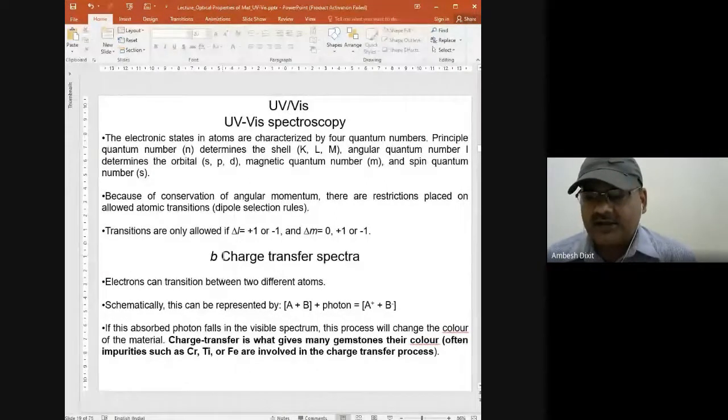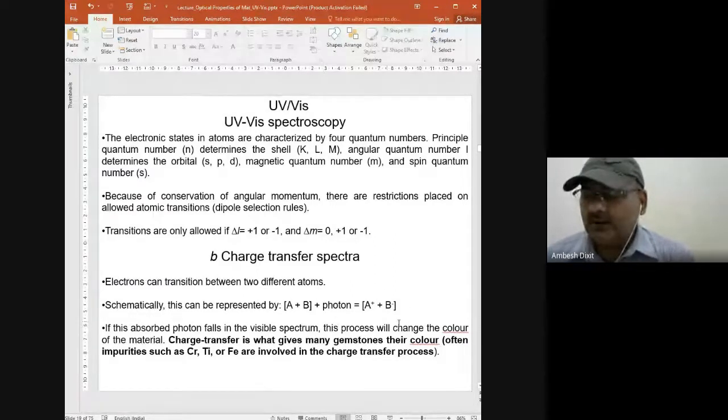Now, the second interesting transition is charge transfer. When you have a system made up of more than one atom, the transition can happen from one atomic orbital to another atomic orbital. Very simple. If I have a system made up of A plus B, and I shine light, an electron will leave A and B will capture it. So A will become plus and B will become minus. This will be a charge transfer.